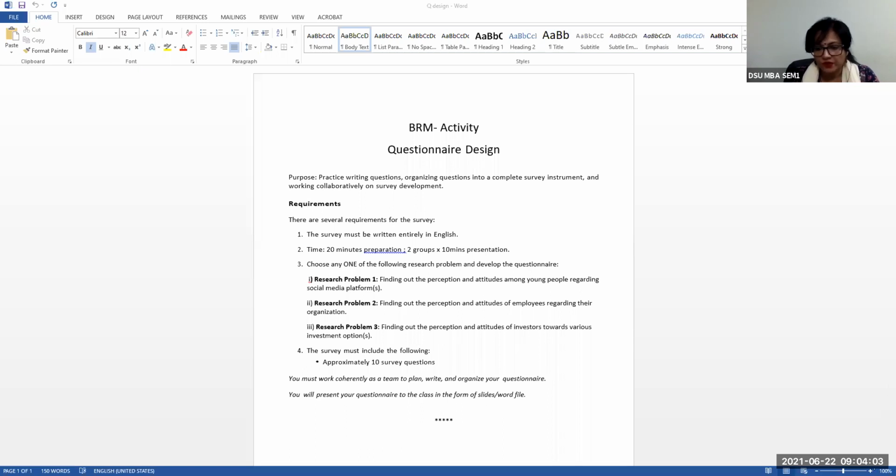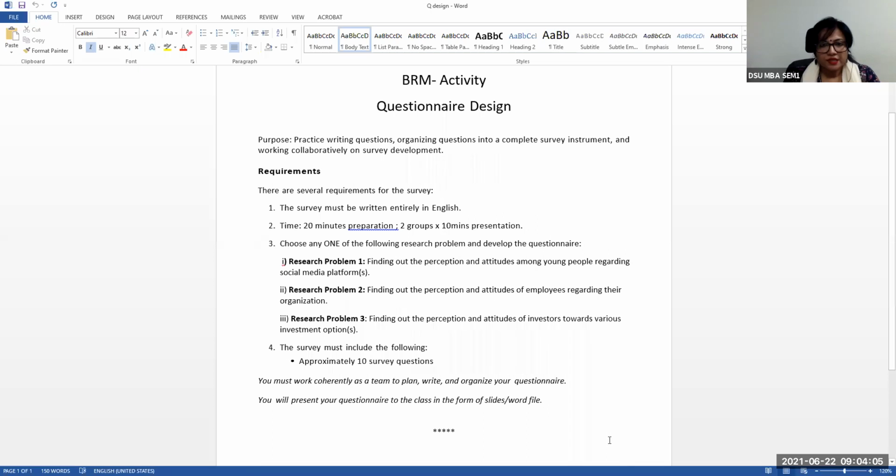What is in front of us for today. So this is an activity on questionnaire design, and the purpose is that all of you get a chance to practice writing questions and organizing the questions into a complete survey instrument. And the group has to work collaboratively on the survey development.